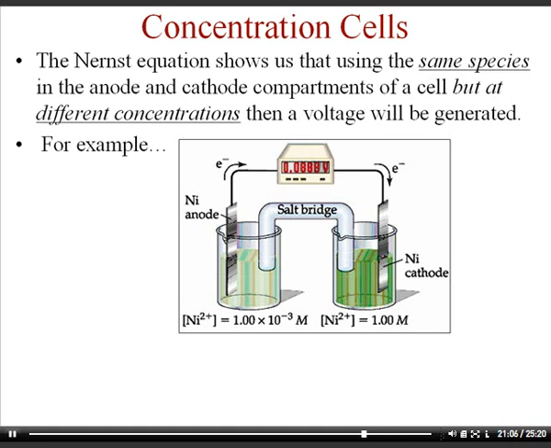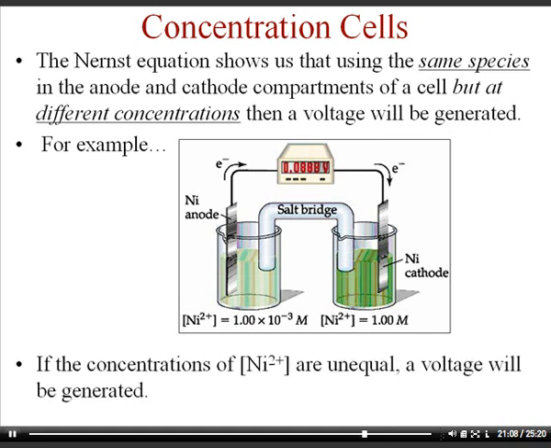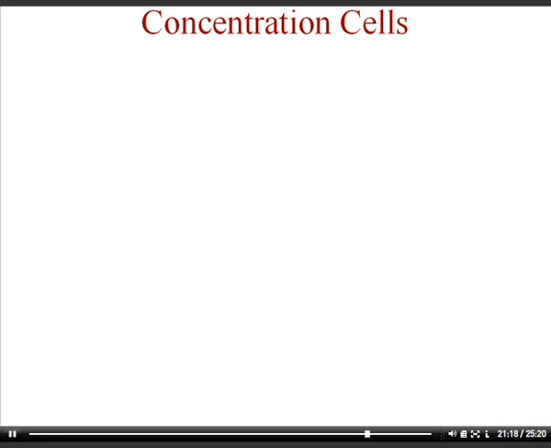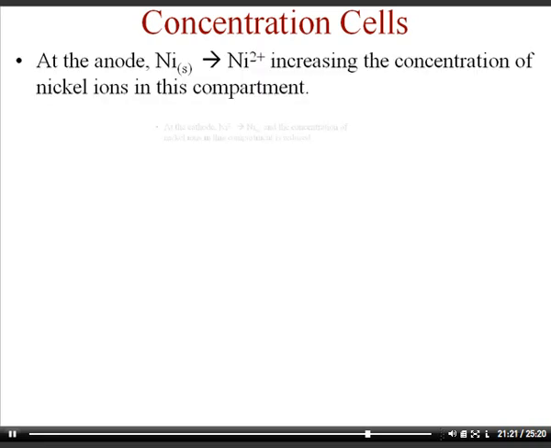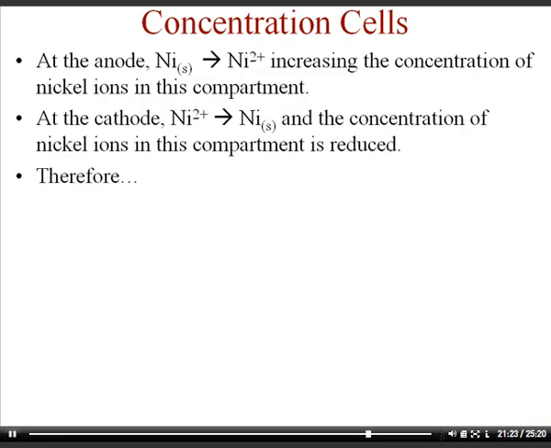And you can actually calculate the amount of voltage that it produces depending on the concentrations that are in the anode and cathode compartment. As long as the concentrations are unequal, a voltage will be generated, and in this particular picture it's 0.0888 volts. And so we can look at the formula for calculating Q.